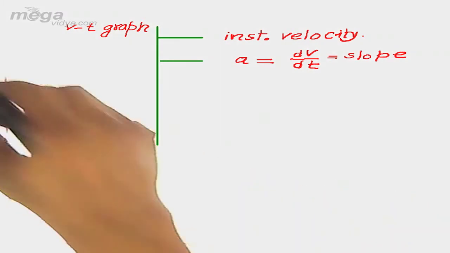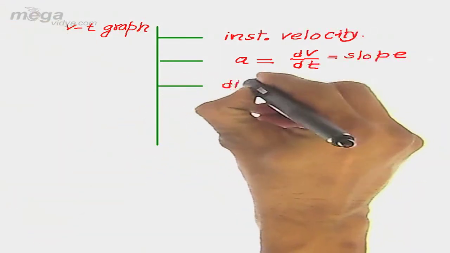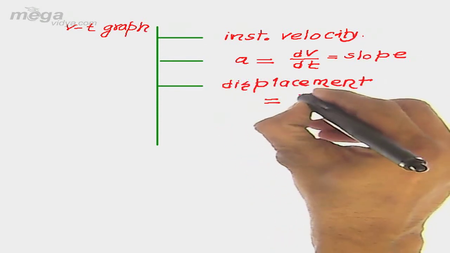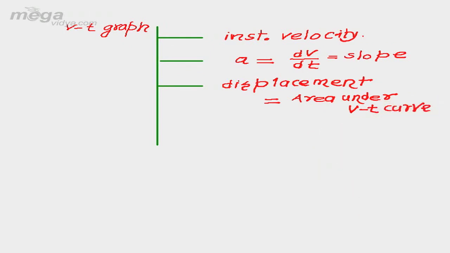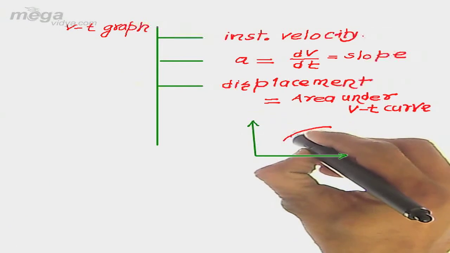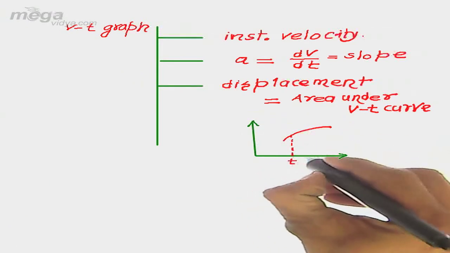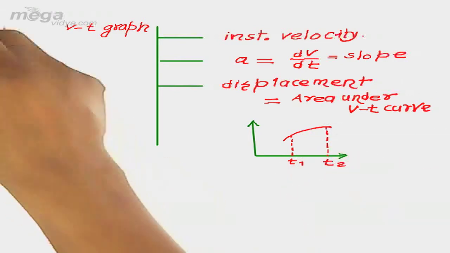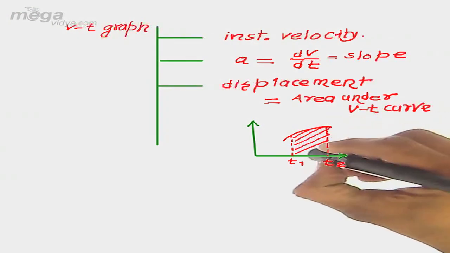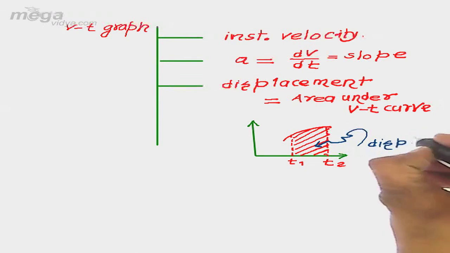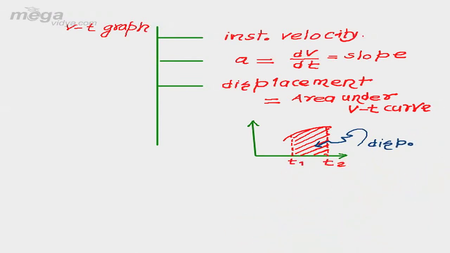The third thing which we may get from this curve is displacement, which can be obtained by taking the area under the v-t curve. What is the meaning of area under the curve here? As we know, the area bounded by the velocity time curve and the time axis gives the displacement. So if any curve of this shape is obtained for a particle, then for the time interval between t1 and t2, we can find the area bounded by the curve and the time axis. We get the displacement traveled by the particle in this time interval t1 to t2.